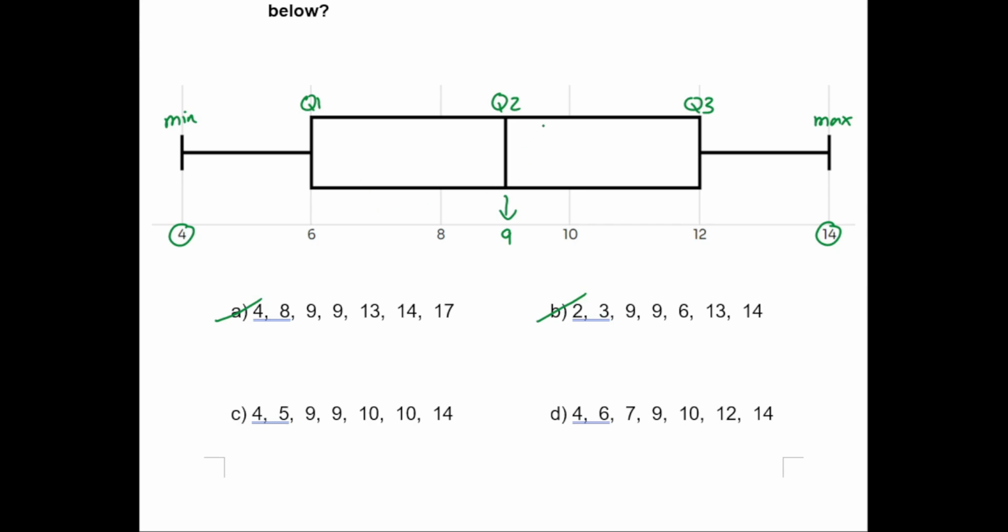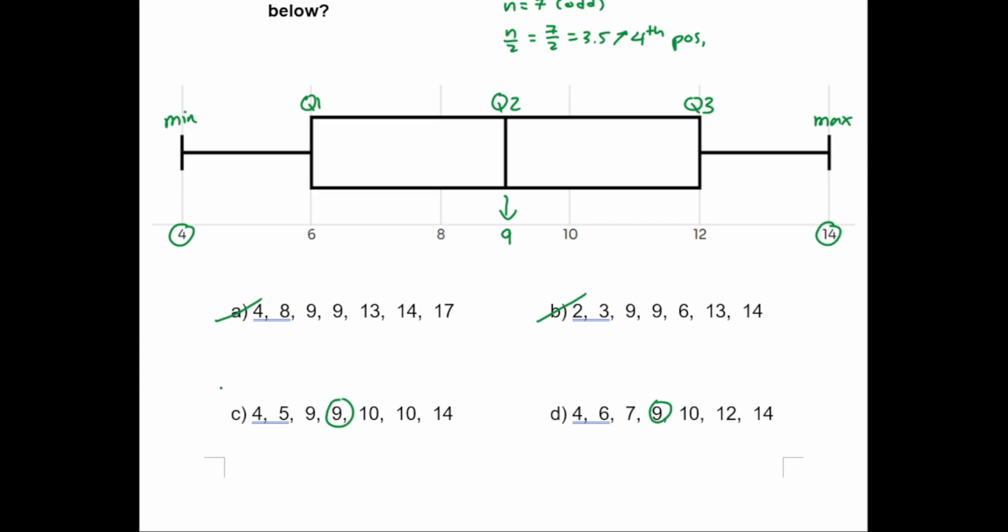So how do I find Q2? Well, Q2 is my median. And to find my median, I need to know how many numbers I have. C and D both have 7 numbers. So n equals 7, which is odd. And because it's odd, we just do n over 2, which is 7 over 2, which gives you 3.5. You round that up to the fourth position. So we've got 1, 2, 3, 4 right here, 1, 2, 3, 4 right there. Okay, my Q2 is 9 in both options. And that is what Q2 is. So that agrees with my box and whisker plot. So we still don't have an answer yet.